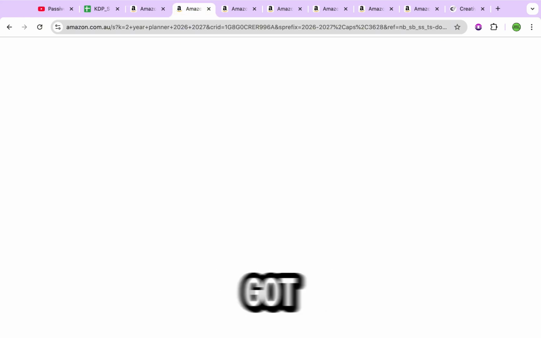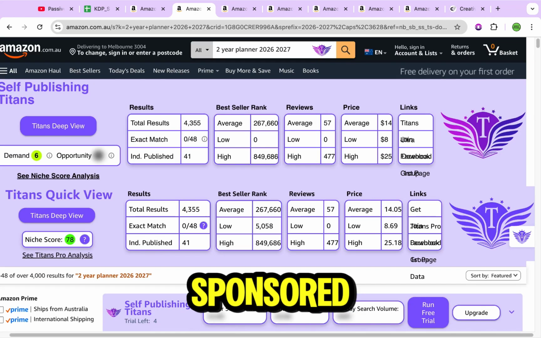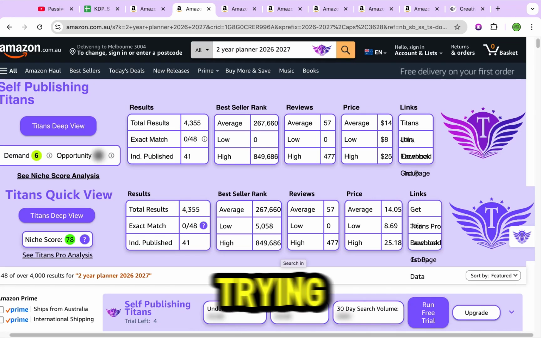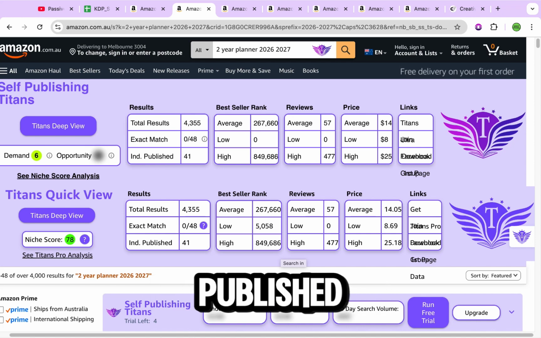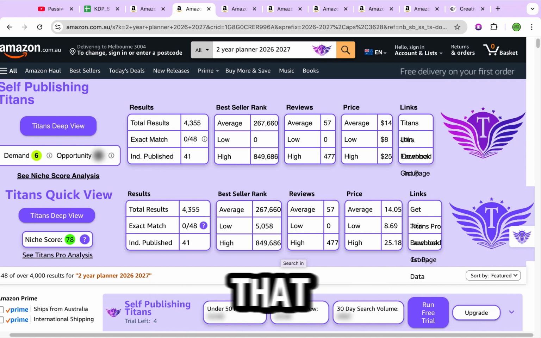Scrolling down as well, we've got a couple of really good books. Then again, always trying to avoid the sponsored posts as well, trying to scroll down and find some low content books that are independently published, such as this one, such as that one right here. The majority of them are very floral designs, so that's also something that you might want to bear in mind.